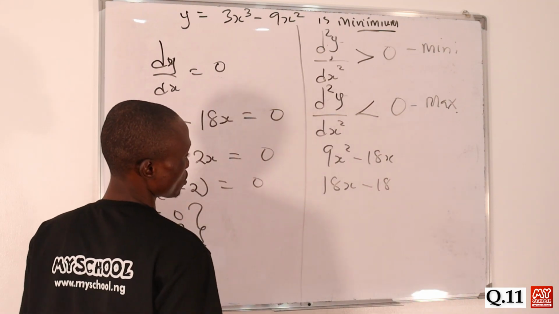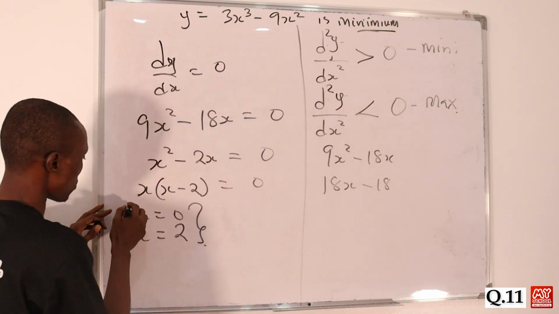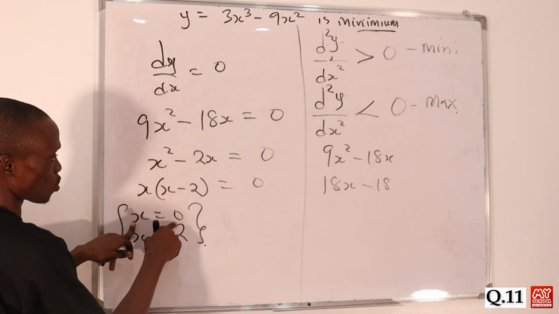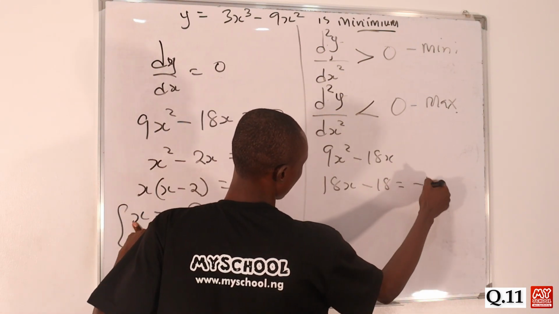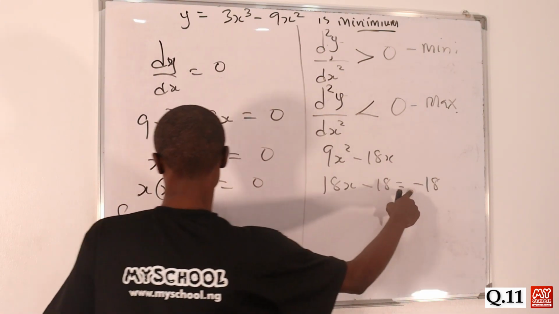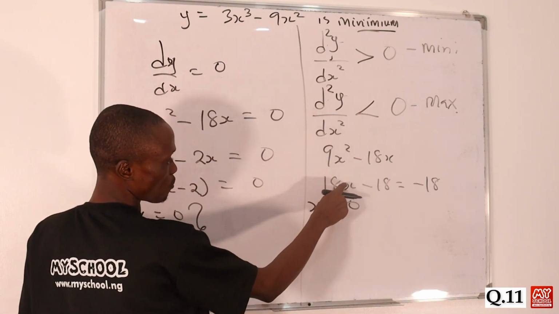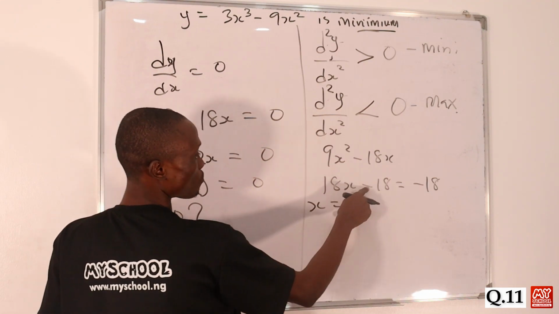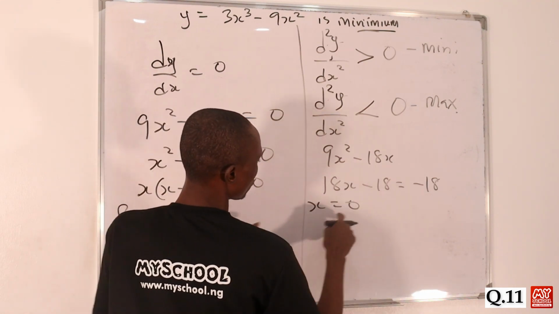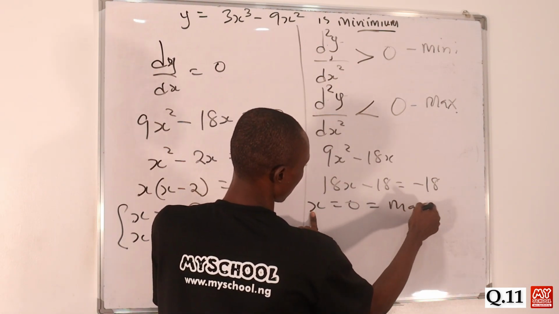So we cannot test to see the one that gives us the minimum value, so we are using the critical point. When s is equal to 0, if we put 0 here, we'll be having minus 18. This actually gives us a maximum point. When s is equal to 0 and we substitute, if I replace s here with 0, I'll be having 18 times 0, which is 0, and here we'll be having minus 18. So when s is equal to 0, it actually gives us the maximum point, okay?